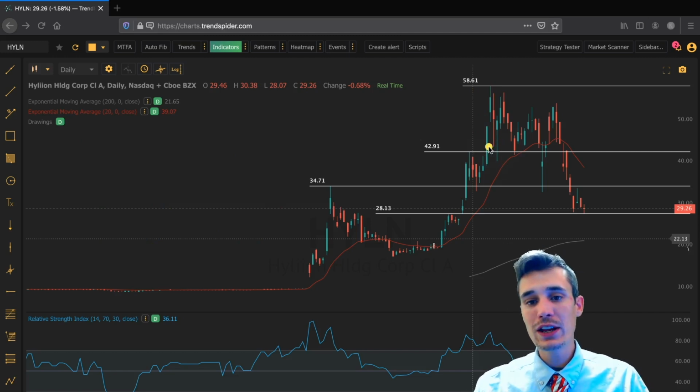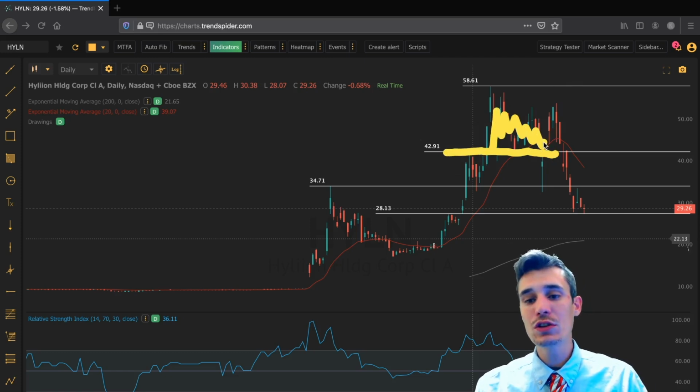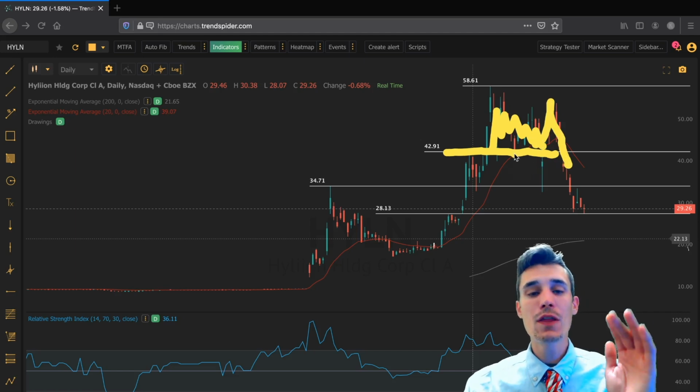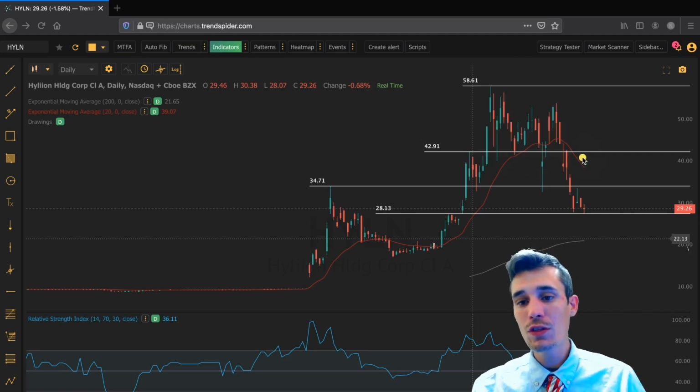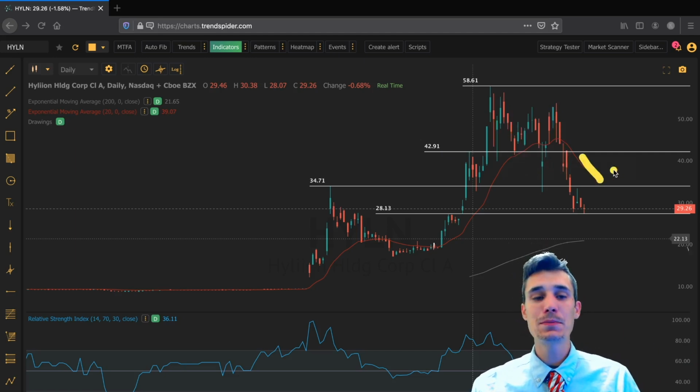For example, right here, this $43 area support. You have the consolidation. You could have bought off this $43 level looking for the next leg higher, but you could have also used it as your stop. So you get the fake breakout, and then you get the pullback, and you break through that support area. On the first daily close, on that first candlestick on the daily chart that closes below this support area, that's going to be my stop loss.